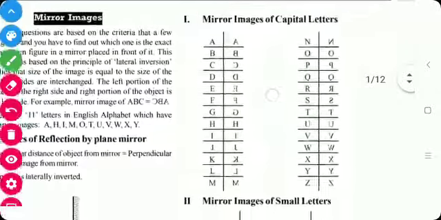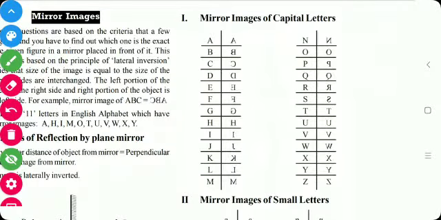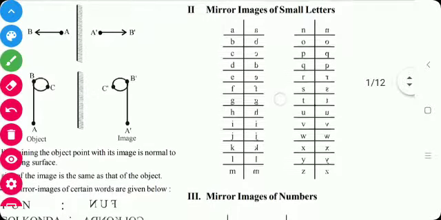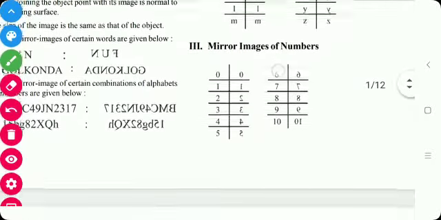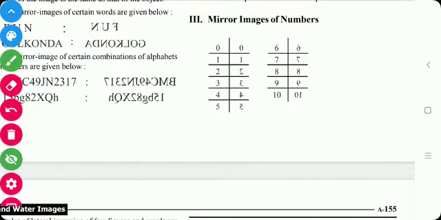Now mirror images of capital letters. We have to observe these mirror images of capital letters A B C D E F G H I J K L M N O P Q R S T U V W X Y Z. And the mirror images of small letters A B C D E F G H I J K L M N O P Q R S T U V W X Y Z. So this is the mirror image of small letters, and next are mirror images of numbers: this is the mirror image of 0, 1, 2, 3, 4, 5, 6, 7, 8, 9 and 10.